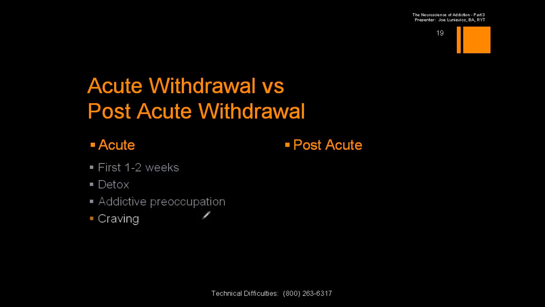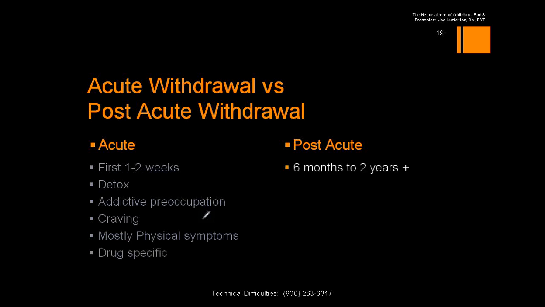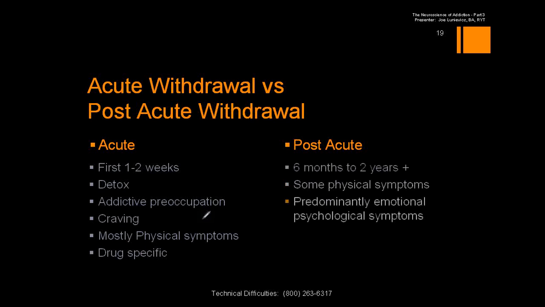And of course, craving occurs because we see people, places, and things which remind us of substance use and cause an automatic response in the body. And as I said, mostly physical symptoms. And it tends to be drug specific, especially the detox. So post-acute withdrawal can take 6 months to 2 years, or longer, depending upon an individual's history, their vulnerability, and their environment. There are some physical symptoms, but predominantly emotional and psychological symptoms. There is addictive preoccupation, and there is craving.